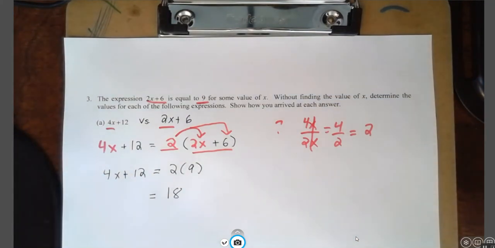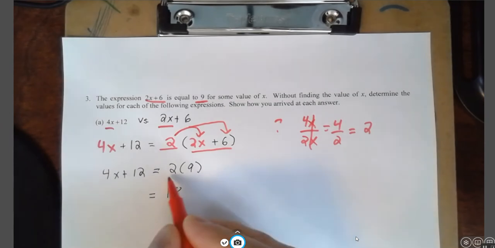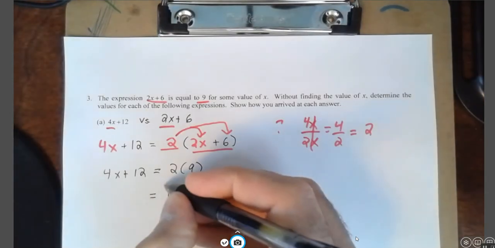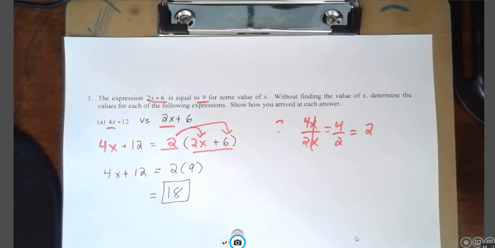to determine the value of the expression 4x plus 12. So if 2x plus 6 is equal to 9, and 2 times (2x plus 6) is 4x plus 12, then we know that 4x plus 12 is also equal to 2 times 9, or 18. So 18 is my final answer for A.